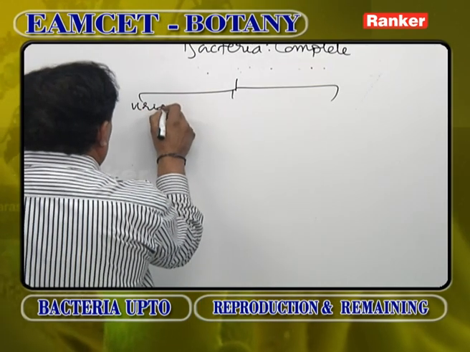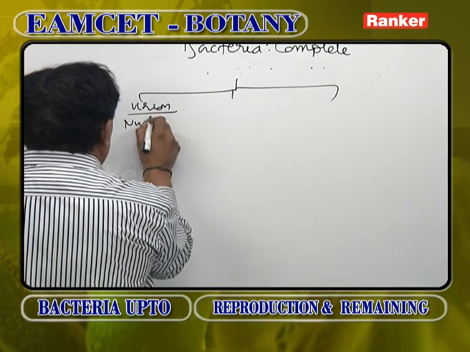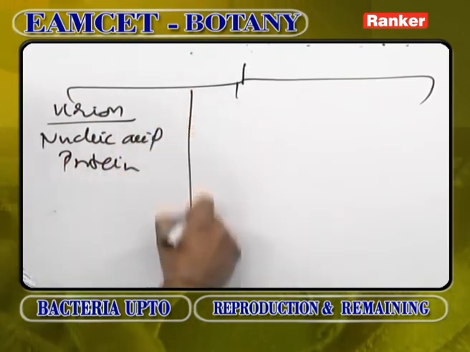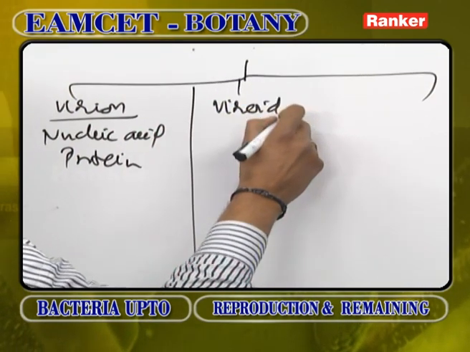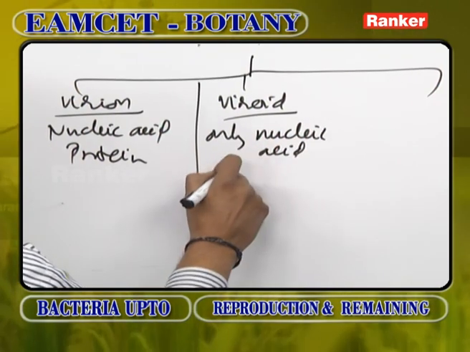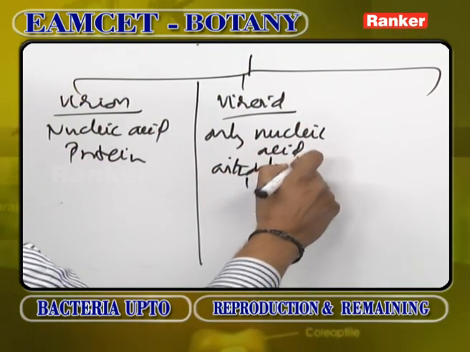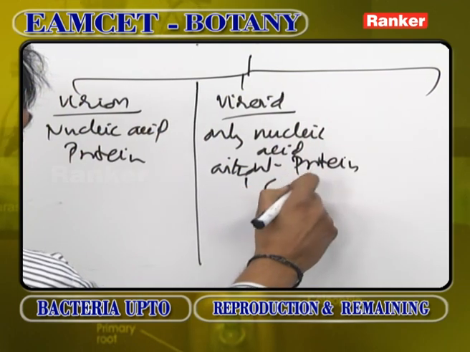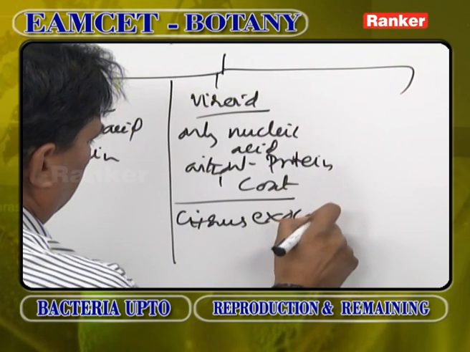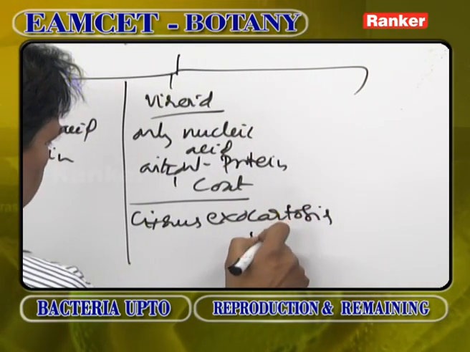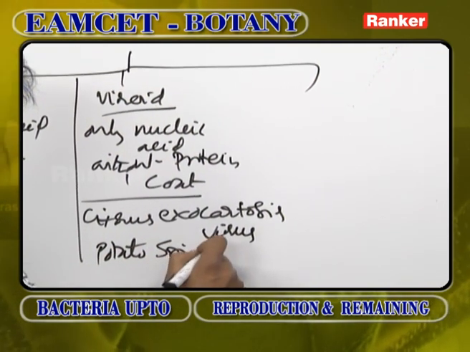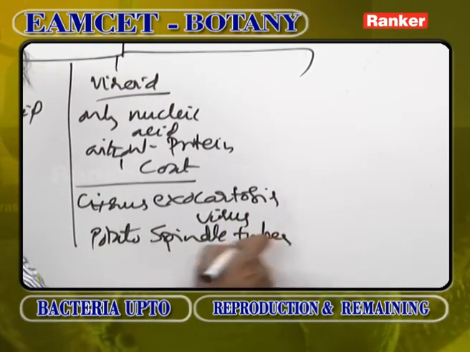Virion is a complete viral particle with nucleic acid and protein, any virus. Viroid is only nucleic acid without protein coat. Citrus exocortis virus, potato spindle tuber virus.